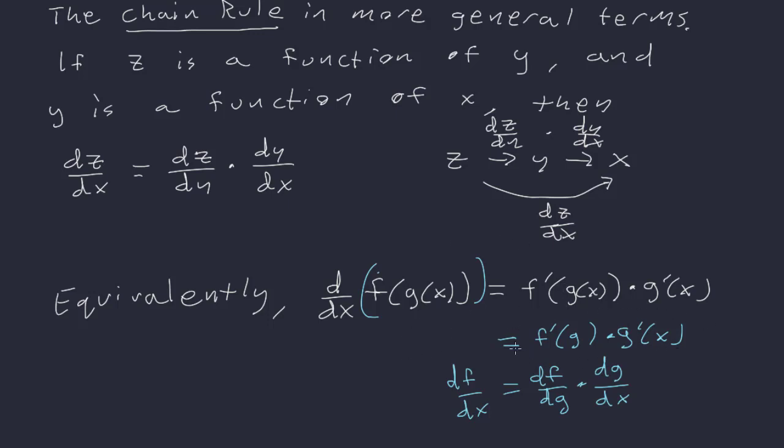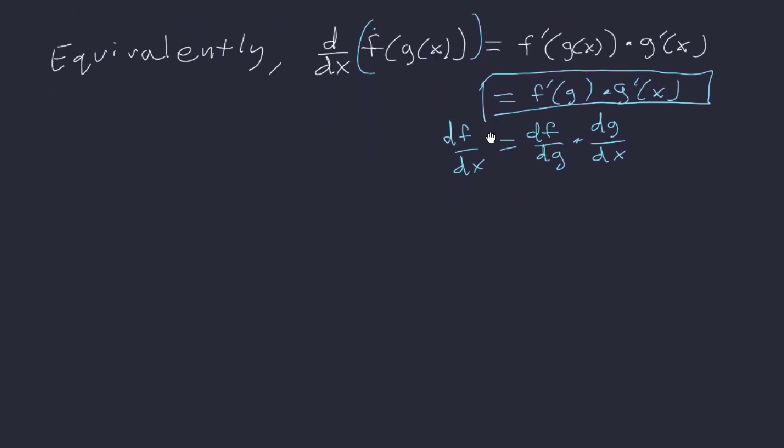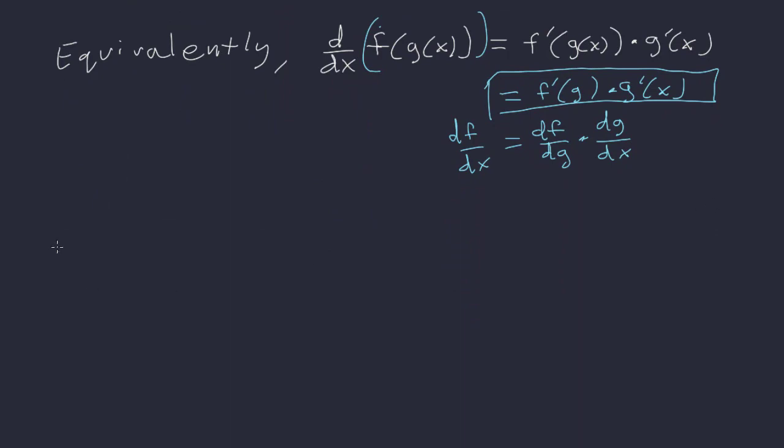Okay, and I prefer writing it this way with the f prime of g without the of x, because to me that really tells me what we're doing. We're basically taking the derivative of the outside function and leaving the inside function alone, and then multiplying by the derivative of the inside. So this is often how I think of it instead. My shorthand way of thinking about the chain rule.